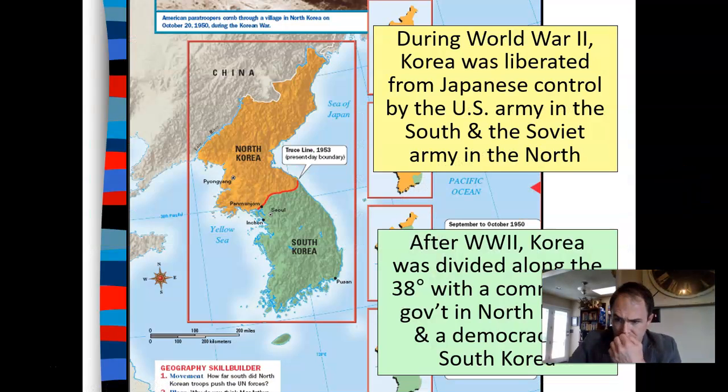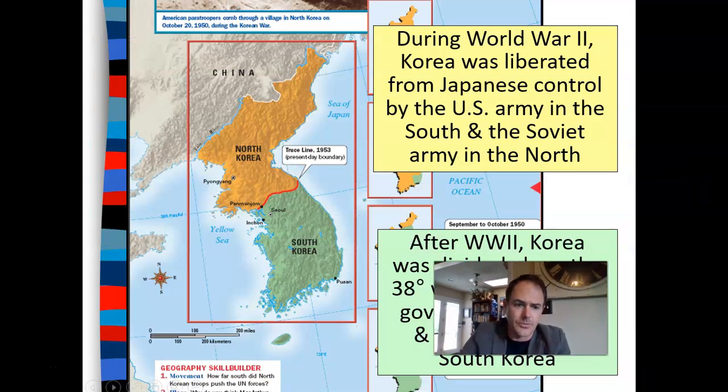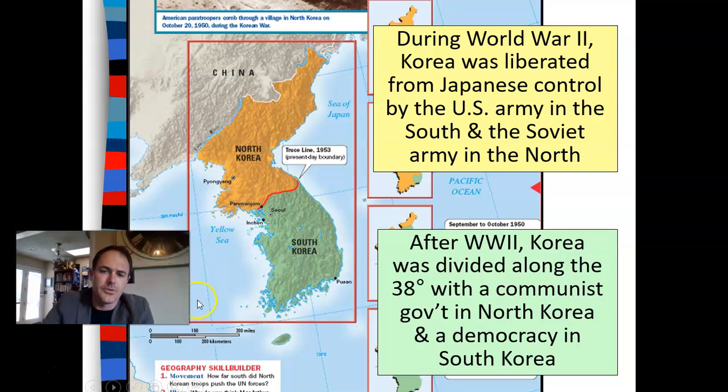All right, so to what's known as the Korean War. During World War II, Korea was liberated from Japanese control by the U.S. Army in the south and the Soviet Army in the north, very similar to what happened in Germany, though Germany was divided between east and west. Korea is divided between north and south along this 38th parallel. Communist government in North Korea and a democracy in South Korea.